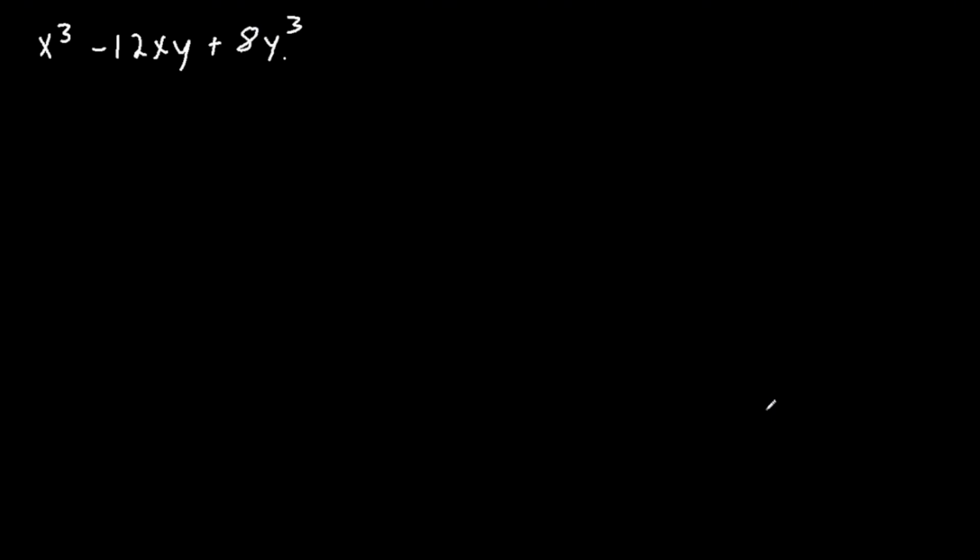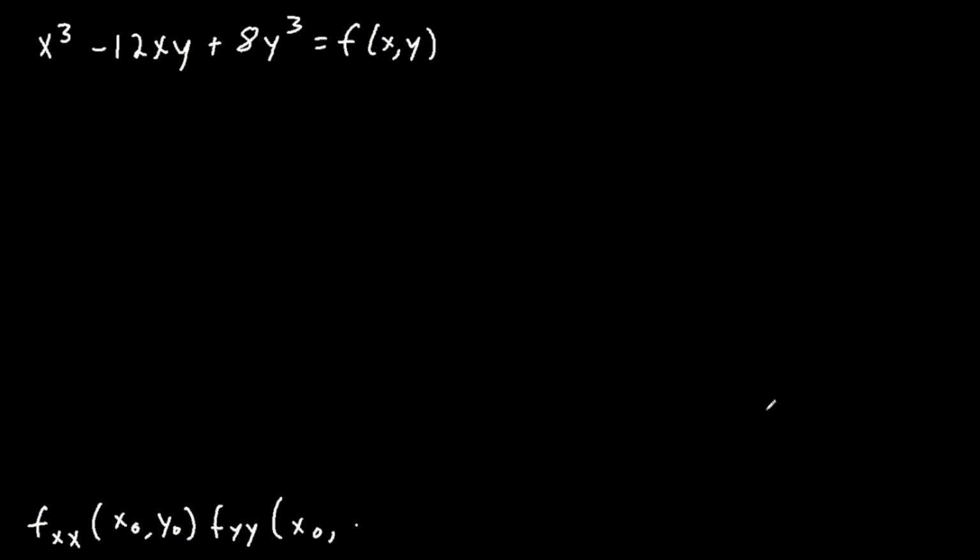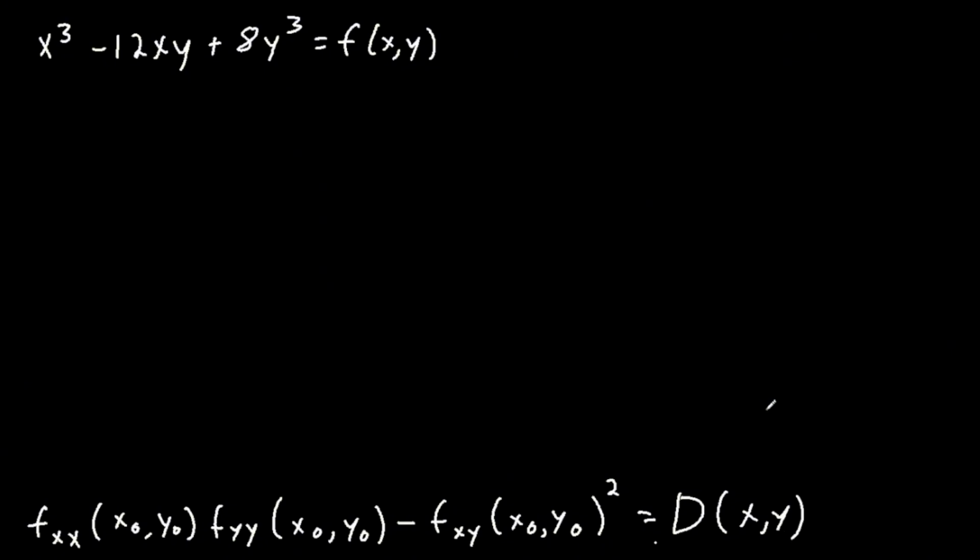x to the power of 3 minus 12xy plus 8 times y to the power of 3, which is equal to our function f(x, y). So let me actually write down the second derivative test first. f double x, the second order x partial of (x null, y null), times f y y of (x null, y null), minus f x y of (x null, y null) squared. And this is equal to D, or something like that.